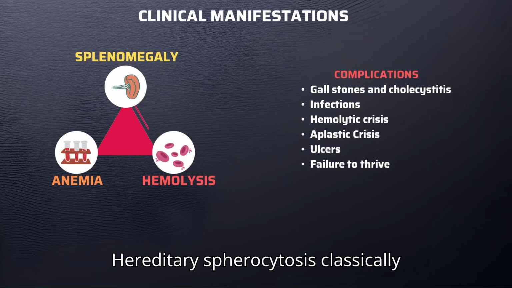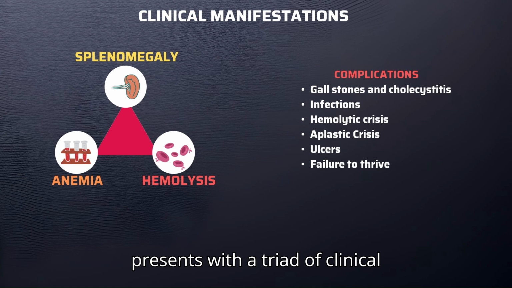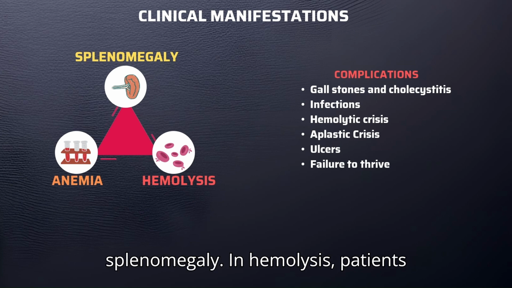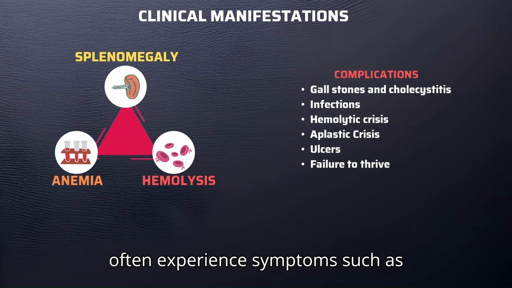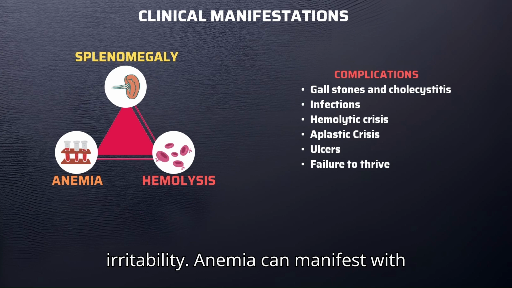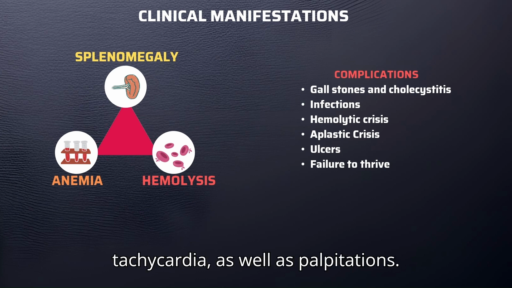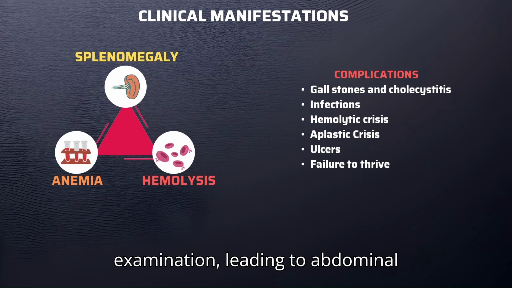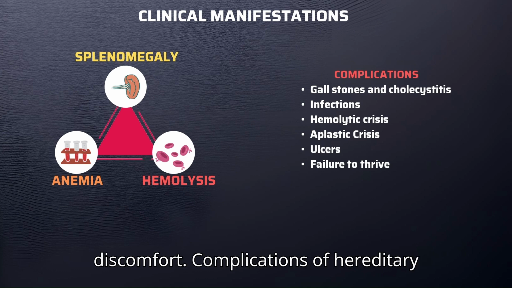Hereditary spherocytosis classically presents with a triad of clinical manifestations: hemolysis, anemia, and splenomegaly. In hemolysis, patients often experience symptoms such as jaundice, dark urine, fatigue, and irritability. Anemia can manifest with fatigue, pallor, shortness of breath, tachycardia, as well as palpitations. Splenomegaly may be evident upon physical examination, leading to abdominal discomfort.